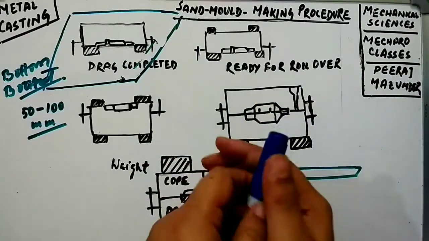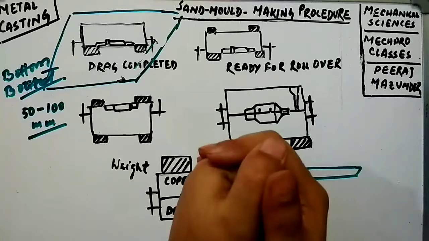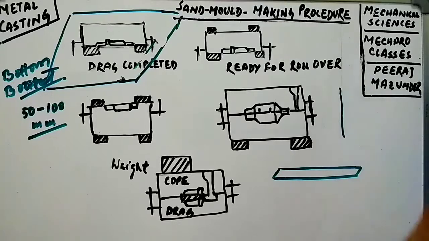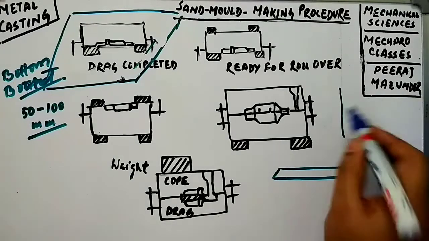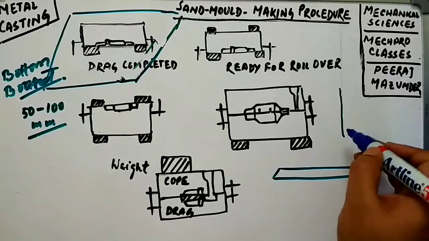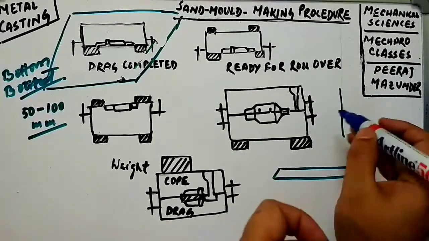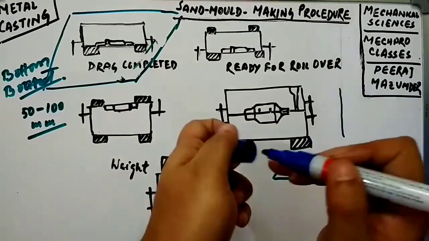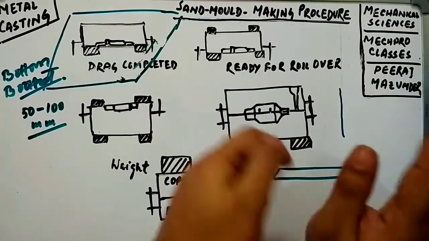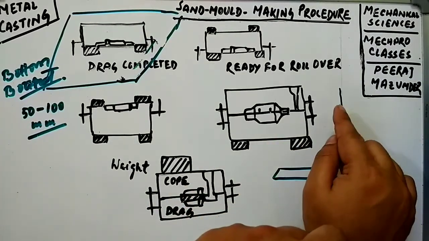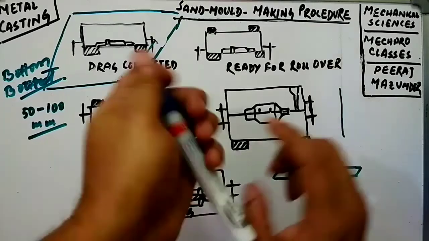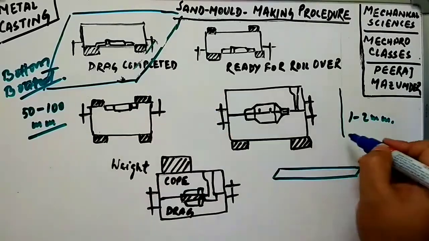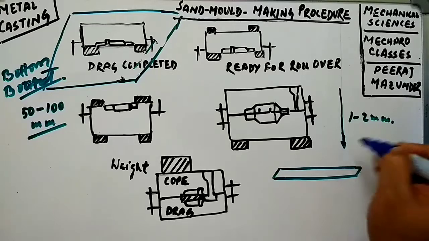Now comes the use of vent wire. What is the vent wire? Simply like pins. This is known as vent wire. You can see it in the workshop as well. It is like a needle, you can say, but bigger than a needle. Just think of it as a wire only. Its diameter is around 1 to 2 millimeter, with a pointed end.